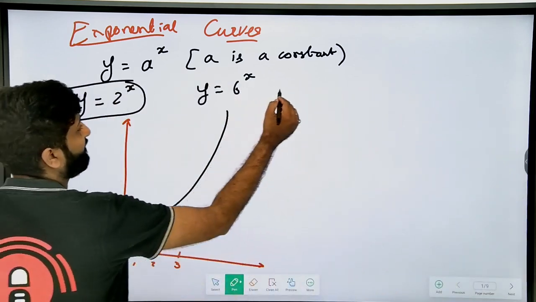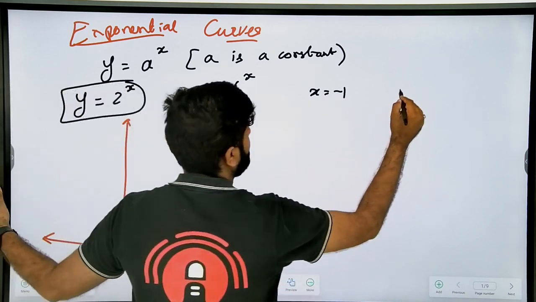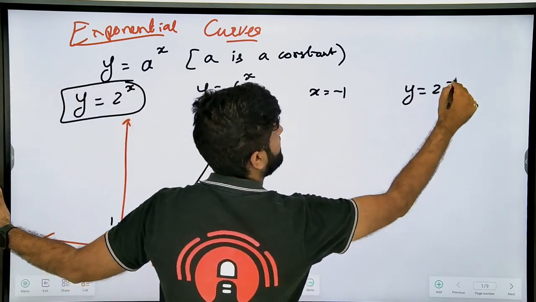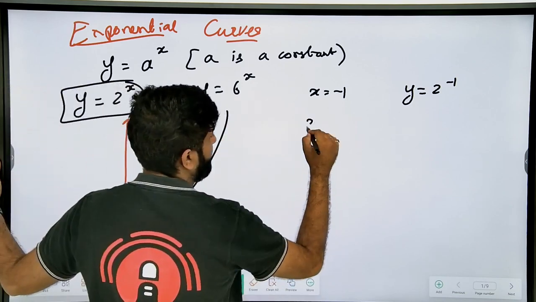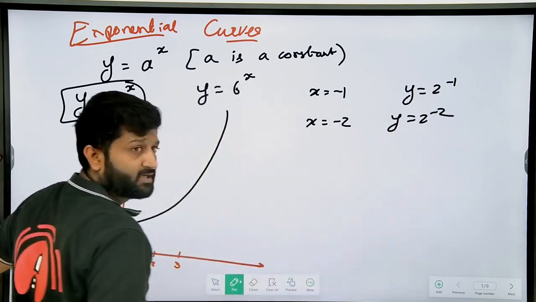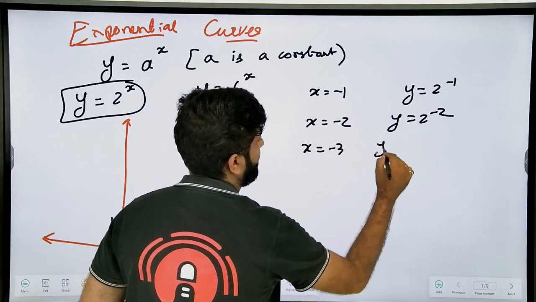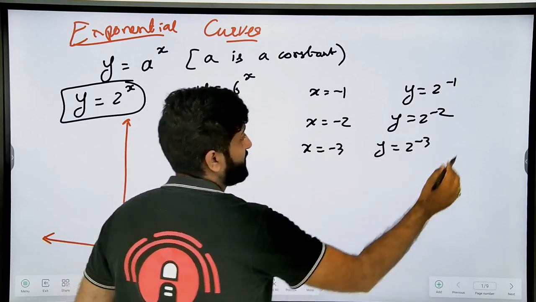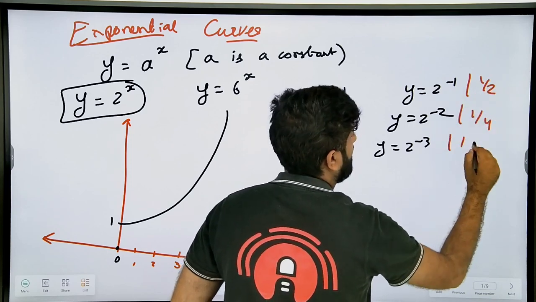Let's say when my x is minus 1, the graph is going to be y equals 2 raised to minus 1. That is 1 over 2, that is 0.5. When x is minus 2, y is going to be 2 power minus 2. When x is negative 3, y is going to be 2 power minus 3. So this is a half, 1/4, 1/8.